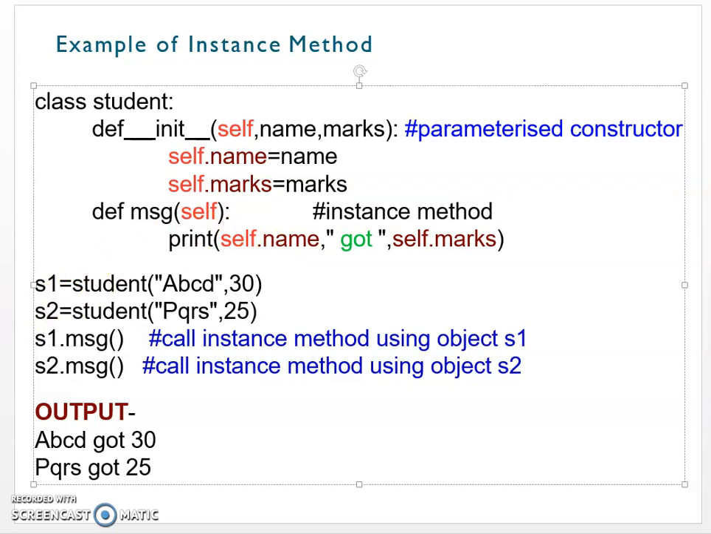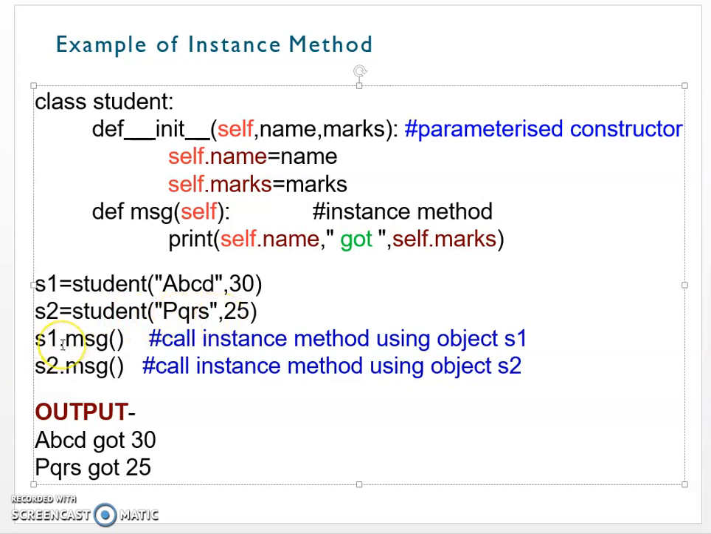Whenever we are creating the object of the class, we have to pass two values because our parameterized constructor contains three arguments. Self is a default argument, then first is name and then the marks. So whenever we are creating the object, here I am going to create S1 as an object of the Student class. At that time we have to pass two values: first is name and second is the marks. Next, S2 equal to Student. Now this S2 is the second object of the same class whose values are PQRS and 25.